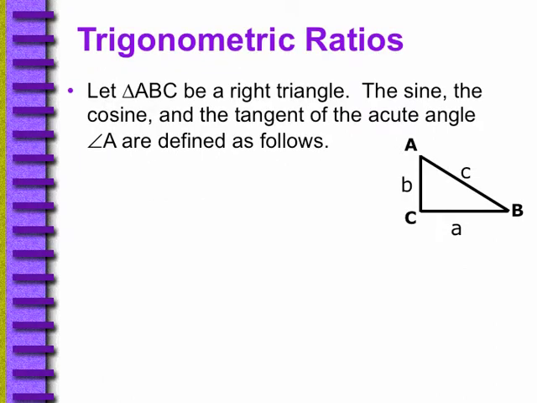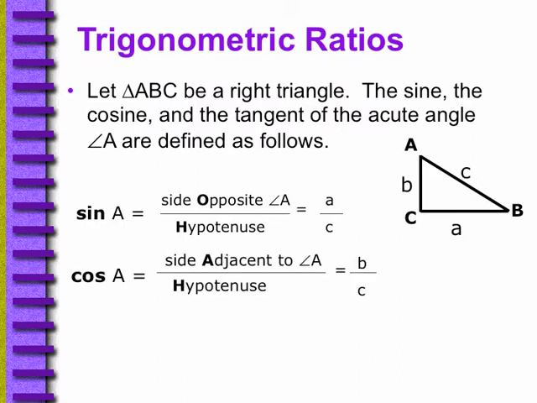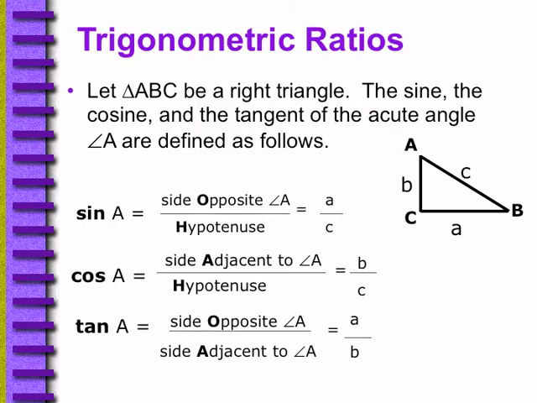So here we have a right triangle ABC where C is the right angle. The sine, cosine, and tangent of acute angle A are defined as follows. The sine of A is the measurement representing lowercase a over the measurement representing lowercase c. The cosine of A is defined as the side adjacent to angle A over the hypotenuse. And the tangent of A is the side opposite A over the side adjacent to angle A.